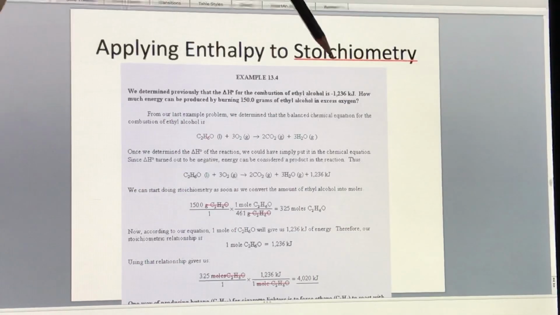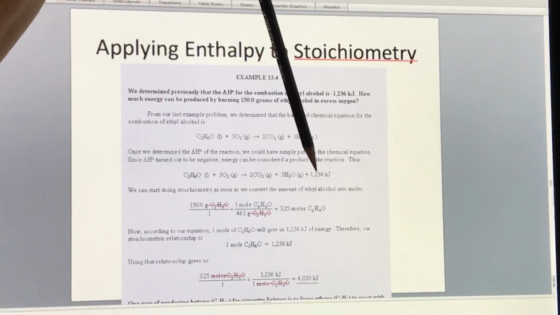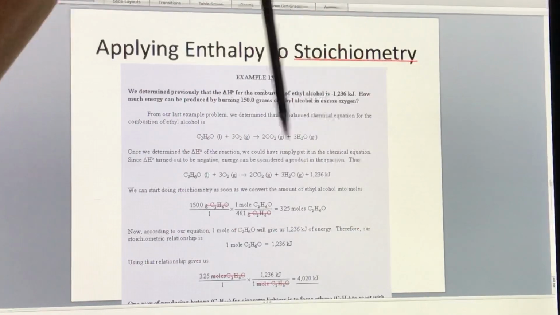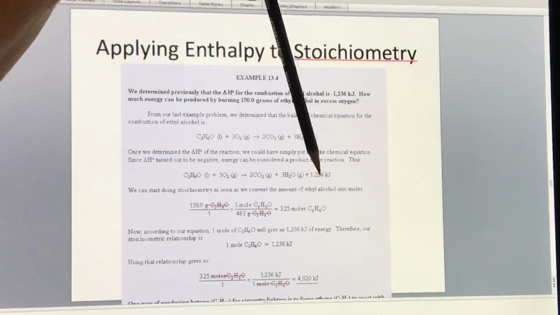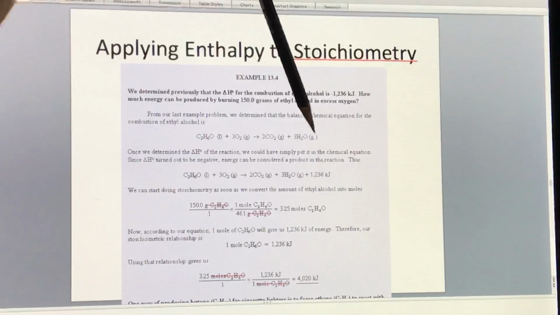And we had determined in the previous problem on the previous page that the delta H for that is a negative 1,236 kilojoules. So since it's negative, we know it's an exothermic reaction and that this energy should be added to the products. So we've updated our equation by adding it here on the right side.